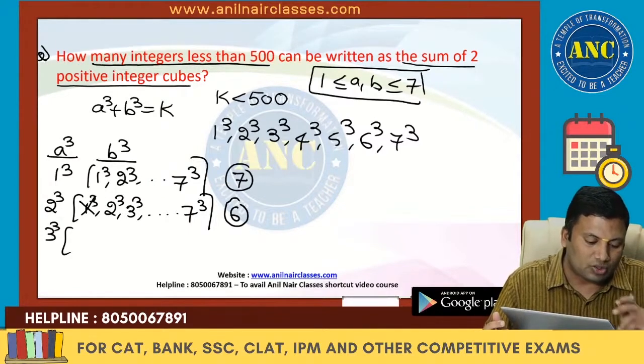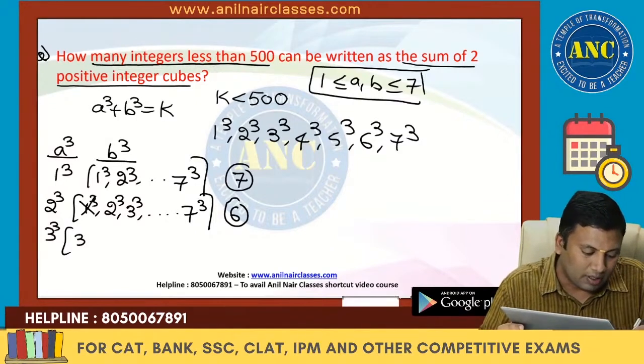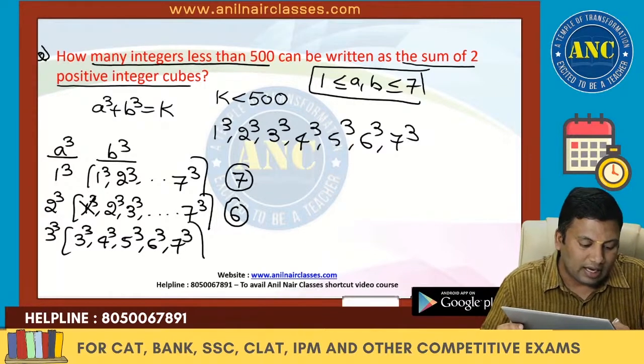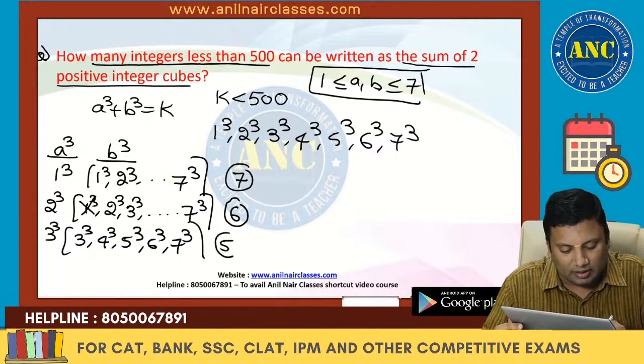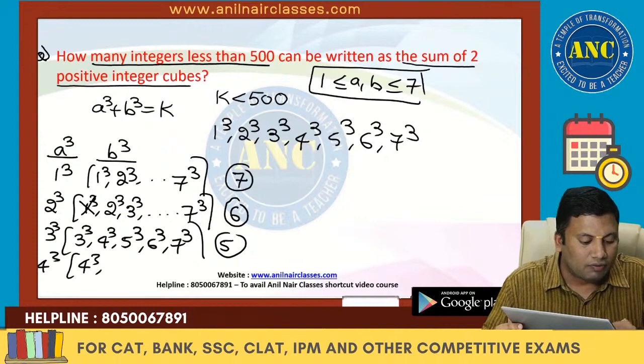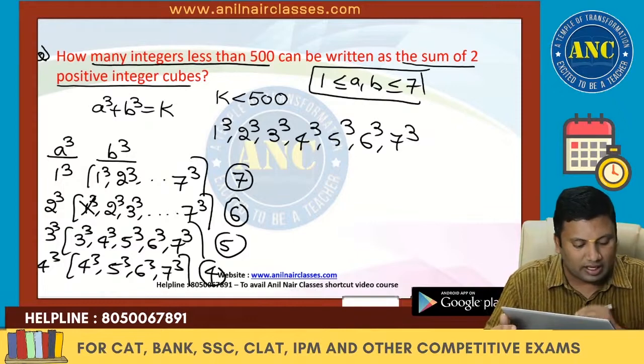3 cube plus 2 cube. The answer is nothing but equivalent to 2 cube plus 3 cube. These are 3 cube, 4 cube, 5 cube, 6 cube and 7 cube, right? So total it is nothing but 5 cases. 4 cube is nothing but 4 cube, 5 cube, 6 cube and 7 cube. These are nothing but 4 cases.